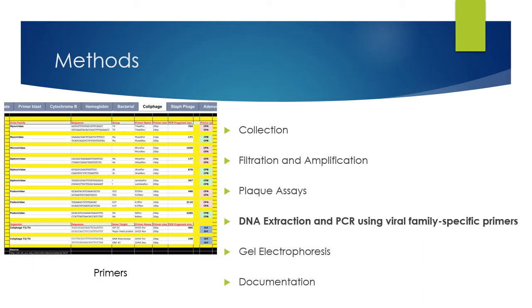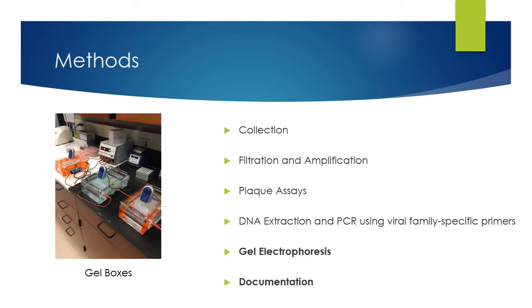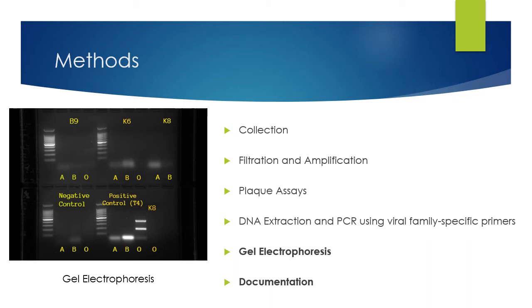Using our plaque assays for reference, we then performed DNA extraction and PCR on the samples that tested positive or non-determinate for phage. Our primers are shown color coordinated on the left, and as you can see, we used 3 different primer sets for our PCR. Finally, we followed the PCR up with a gel electrophoresis using our 3 different primers, and then we documented the results.